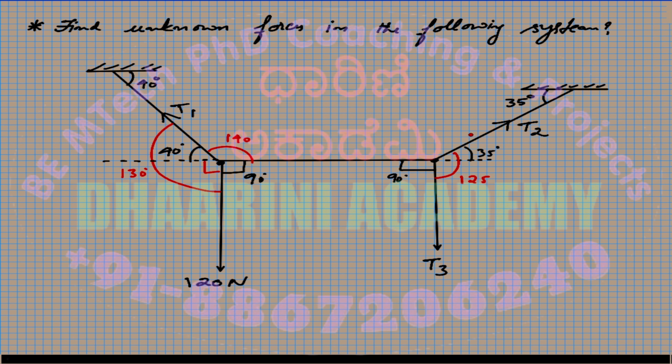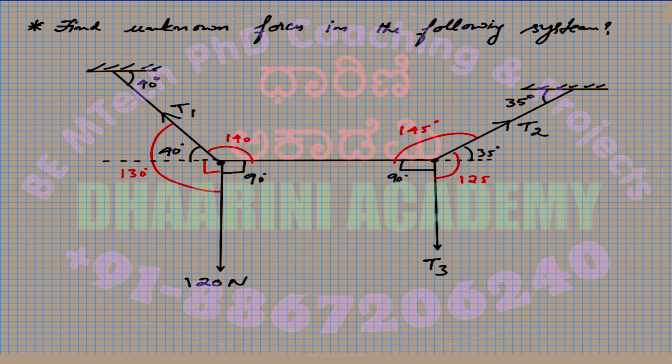Okay, and this angle, right? I can definitely calculate it now. So this is 360 minus 125 minus 90. So this angle is 145. Now, yeah, we know everything. We can directly calculate this.